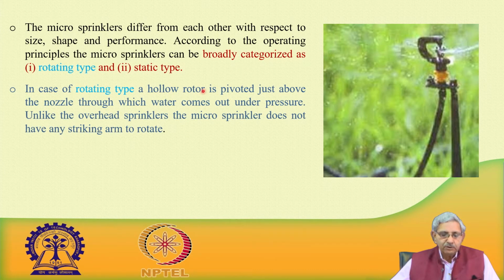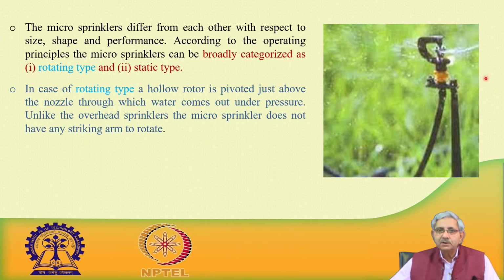The micro sprinklers differ from each other with respect to size, shape, performance, and according to the operating principle, micro sprinklers can be broadly classified as rotating type or static type. In case of rotating type, a halo rotor is provided just above the nozzle, from which the water comes out under pressure. Unlike overhead sprinklers, a micro sprinkler does not have any striking arm to rotate.